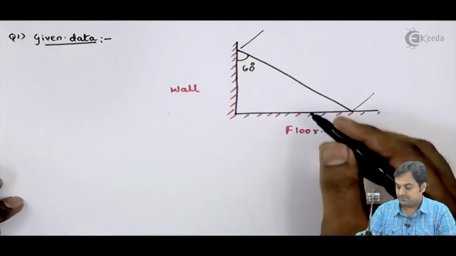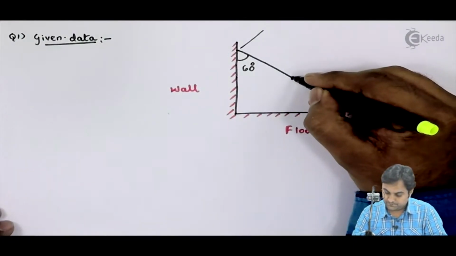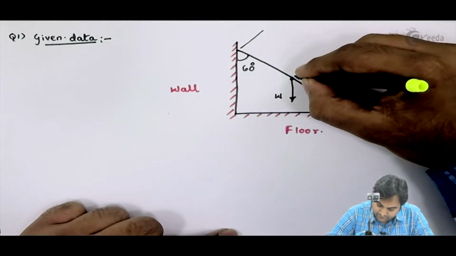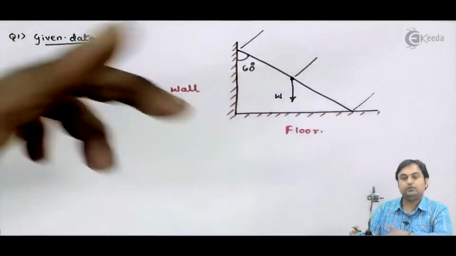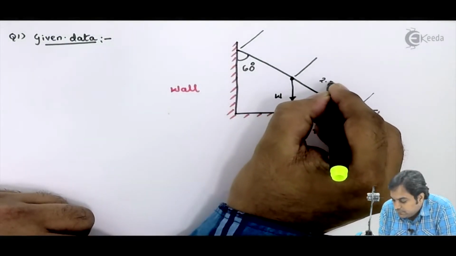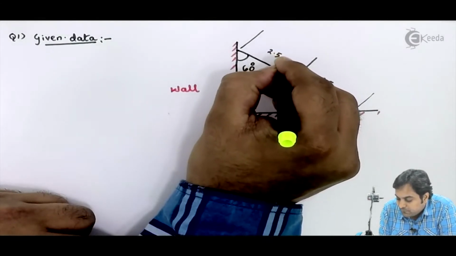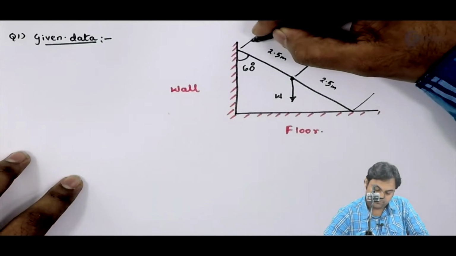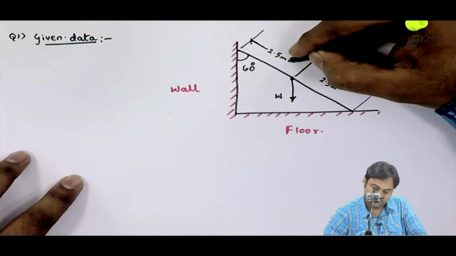Since the weight of the ladder would be acting downwards, I will take this distance as half. That is, this 5 meter, I am dividing it into 2.5 and 2.5 meters. That will give me 2.5 meters on either side of the weight. So that becomes total length as 5 meters.